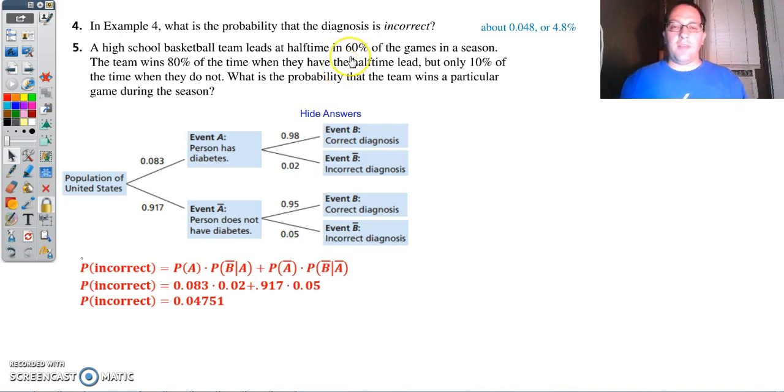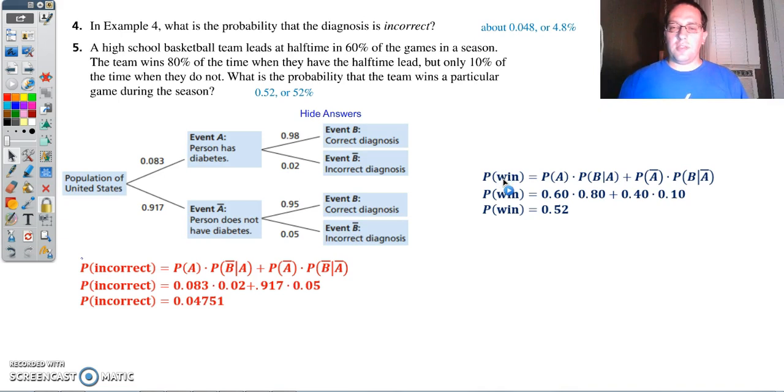Okay, so number 5. Basketball team leads at halftime 60% of the time. If they are leading at halftime, they win 80% of the games. But if they're not leading at halftime, they only win 10% of the games. And you should come up with a 52% chance of winning any particular game in the season.